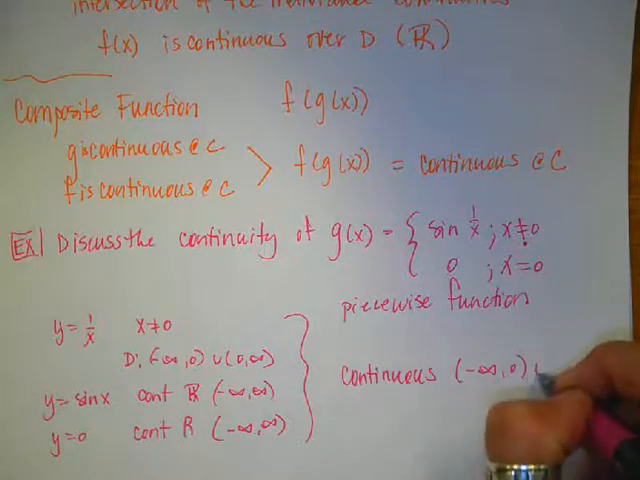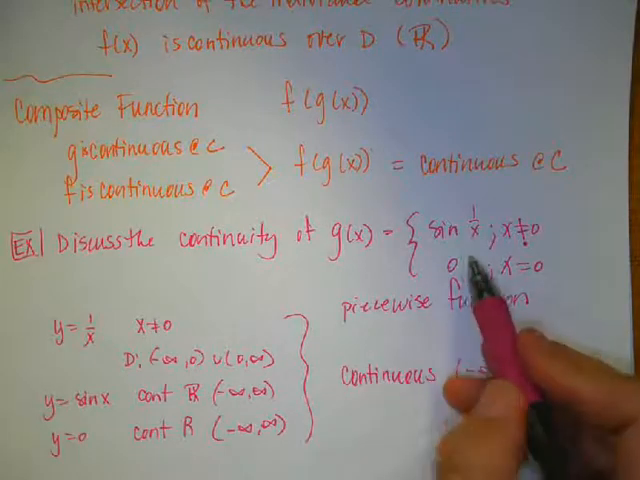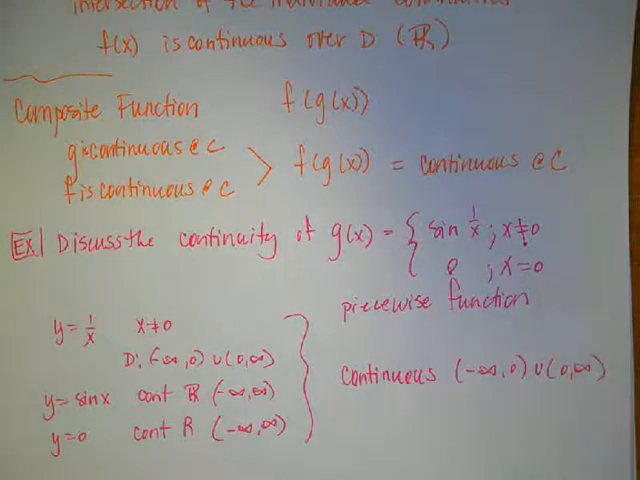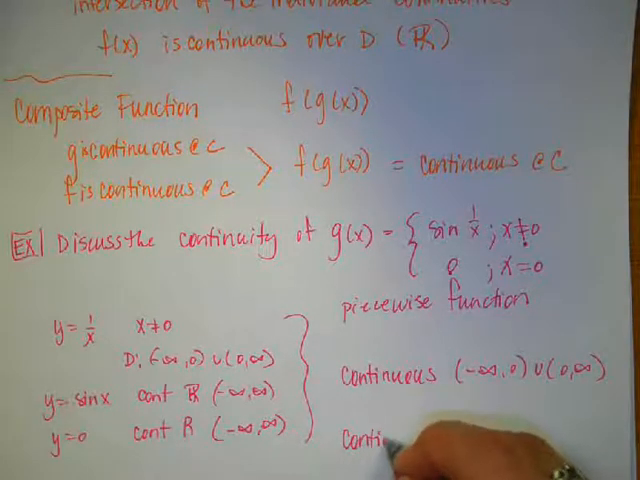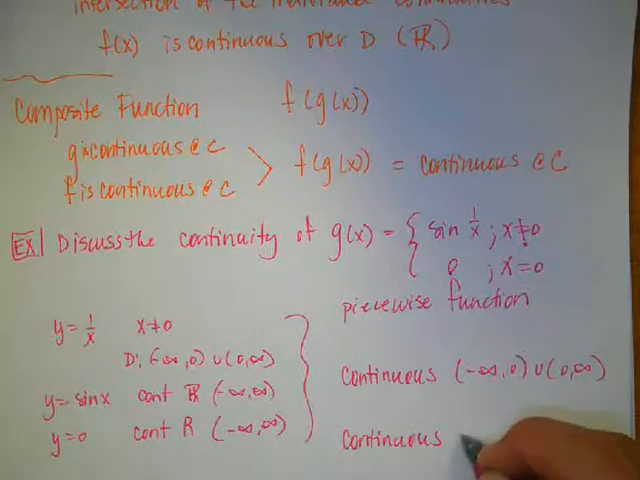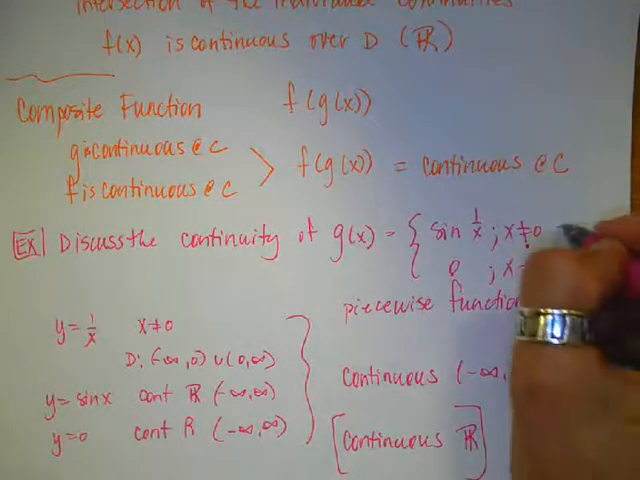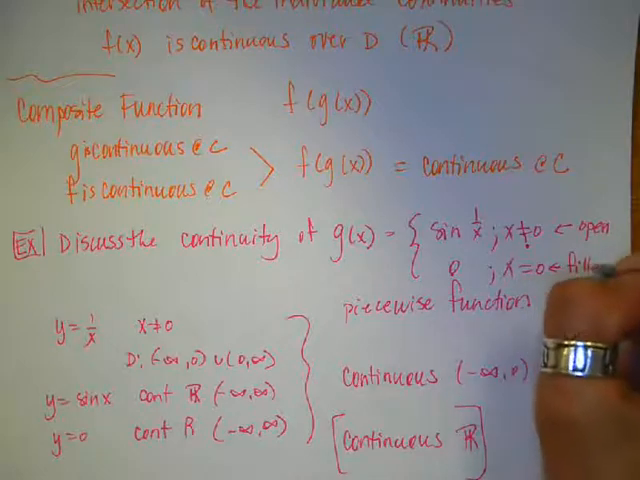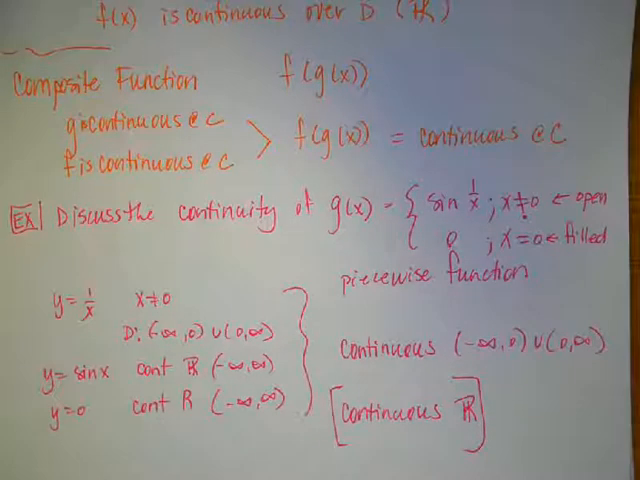But if we think about open a hole, close a hole, then I would tend to say that I have a continuous function over the reals. If you consider the piecewise function as a hole, this opened a hole, this filled a hole, therefore there's no longer a point of discontinuity, so we would say that the piecewise function is continuous over the reals.